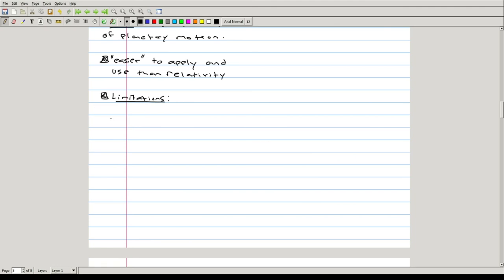And perhaps the most historic and biggest limitation was its failure to calculate the precession of the perihelion of various planets. Specifically, for Mercury, its prediction is way off.